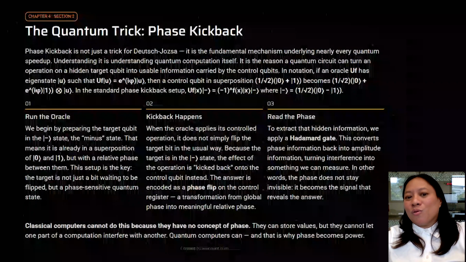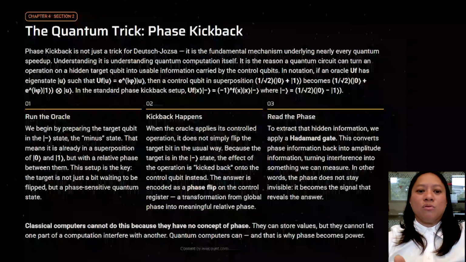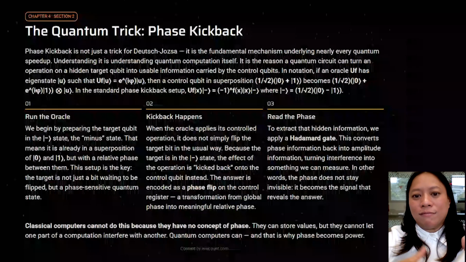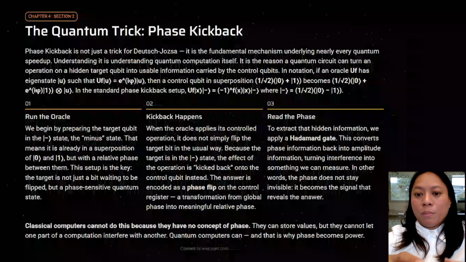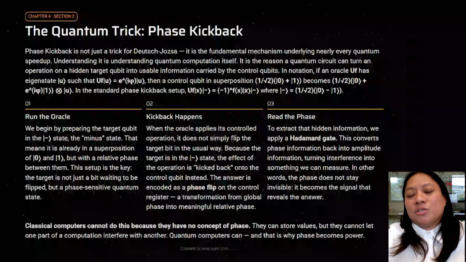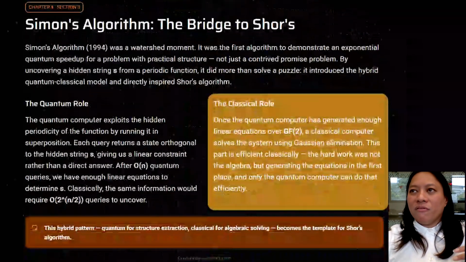So, the quantum trick of phase kickback, how does it actually work? When we run a quantum function, we don't just change the bit values, we leave the target in a special minus state. So when the oracle runs, it doesn't just flip the bit, it kicks back the answer as a phase change onto our input. So the answer is now hidden in the phase of our qubits, a property classical computers simply don't have answers to.